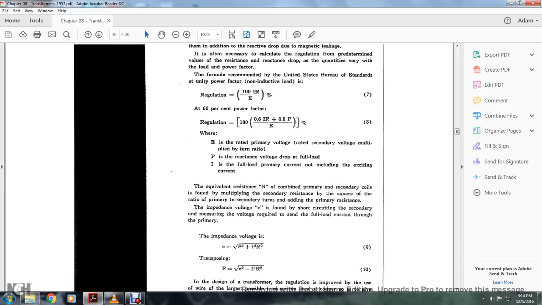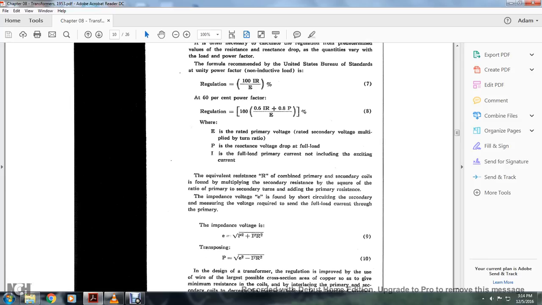The impedance voltage e is equal to the square root of I squared X squared plus I squared R squared. Transposing that, X is equal to the square root of e squared minus I squared R squared.